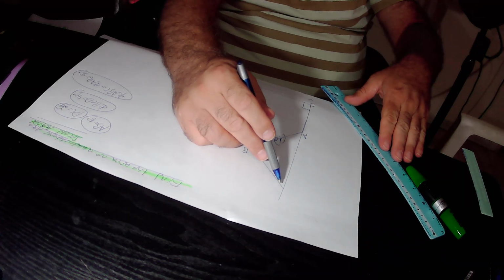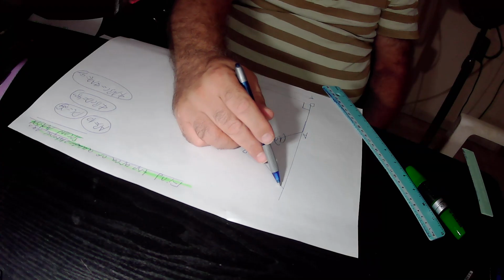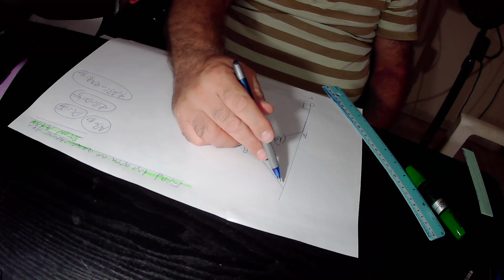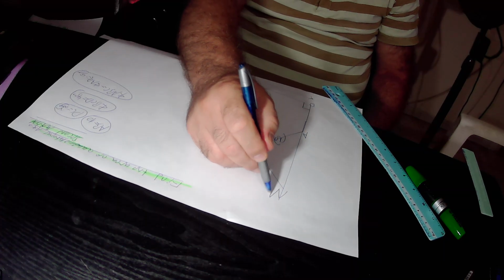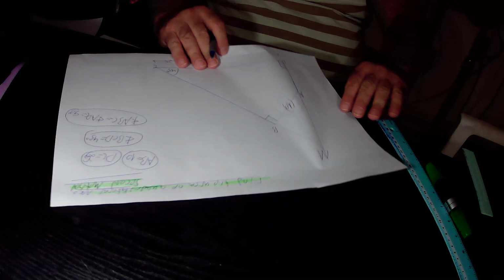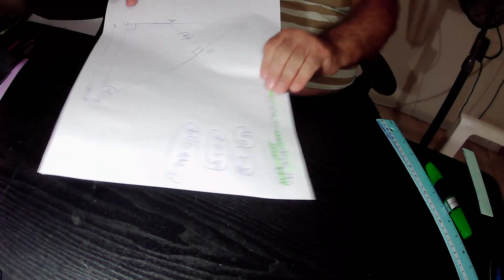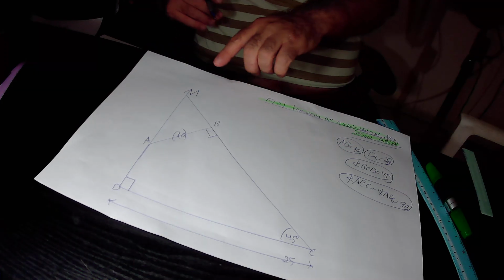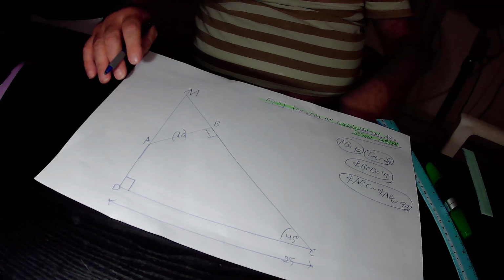So actually, this is their touching point. We'll define their touching point as M. By doing this construction, we can deduce the right big triangle MDC.